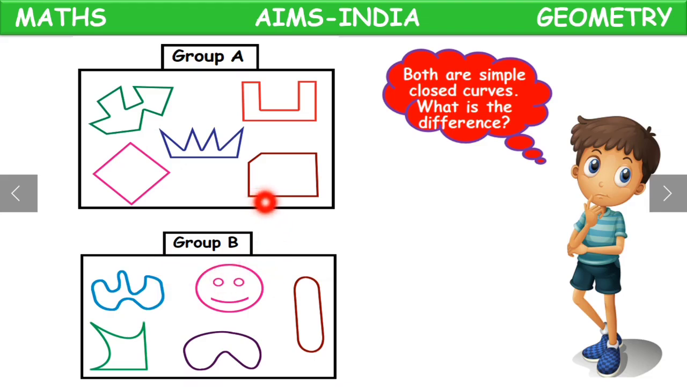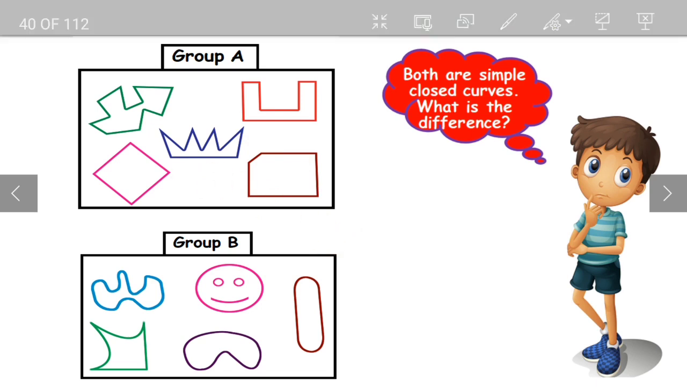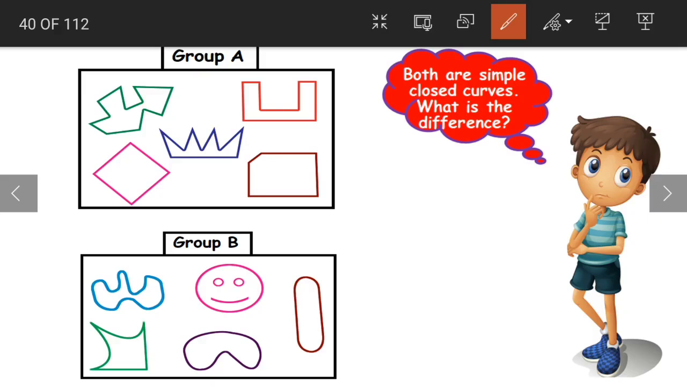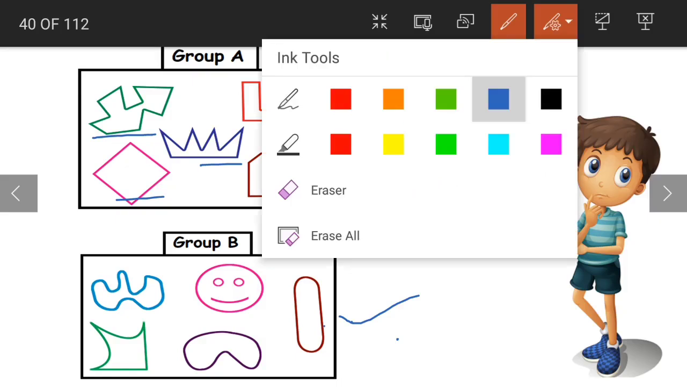These two figures are divided into two categories, two groups. Now if we observe, both are simple closed curves. All are closed, and also the curves are not crossing at any point. So the figures in both the groups are simple closed curves. Now what is the difference between these two groups?